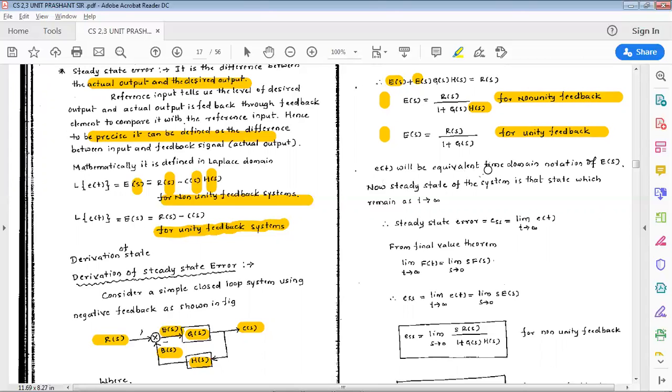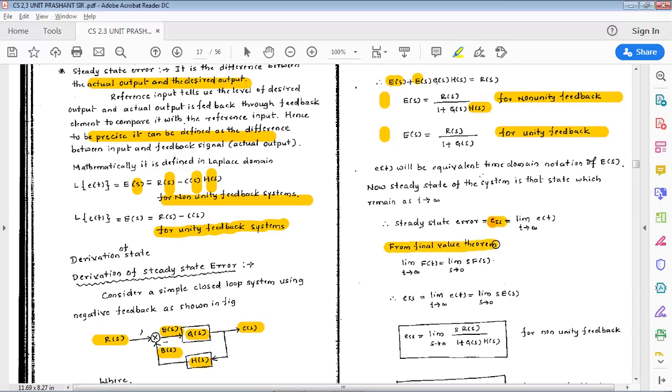E(t) will be the equivalent time domain notation of E(s). Now, the steady state of a system is a state at which t tends to infinity. That we need to define now. Therefore, steady state error, which is E_SS, is a new notation. Steady state error is represented with the term E_SS, which is given as the limit t tends to infinity of the function E(t).